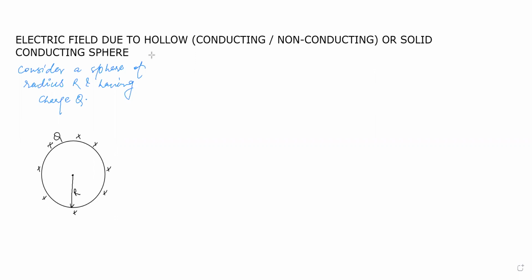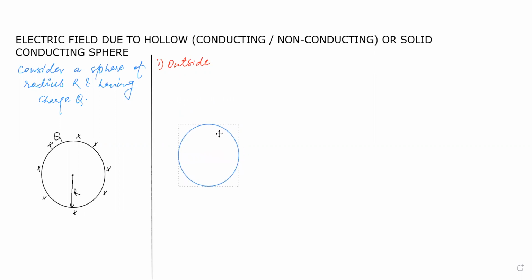Now, in this case, we are going to calculate the electric field at 3 different points. The first point we are taking outside of the sphere. The second point, we will take at the surface of the sphere. And the third point, we will take at any point inside this sphere. Are you clear? So we are going to take the first case, outside of the sphere.